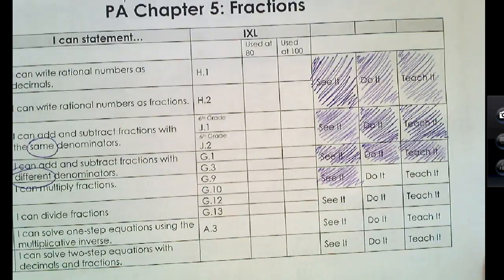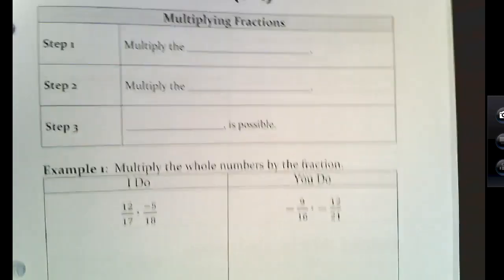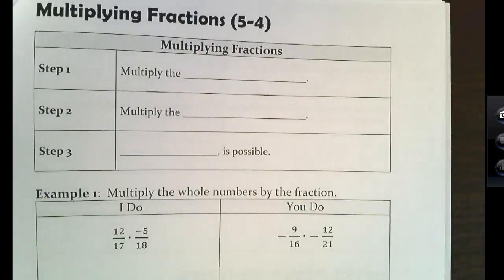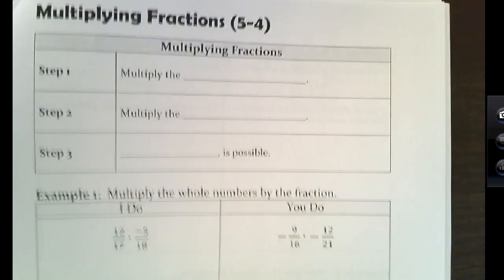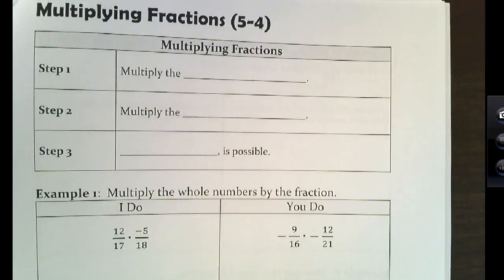So shade in to see it there. And then flip in your notes to 5-4. Now, when we're adding and subtracting fractions, the most important step is to get a common denominator first. When we're multiplying or dividing fractions, you don't need to do that.